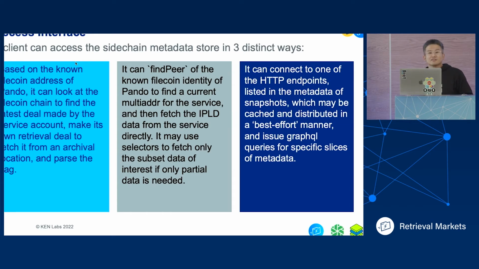Another part is the access interface. A client can access the Pando service in three distinct ways. The first one is you can fetch the data directly from the Filecoin backup. And the second one is you can find the peer of the Pando service, and then fetch the IPLD data, leveraging the graphsync protocol. And the third method is you can use HTTP endpoints. Okay?